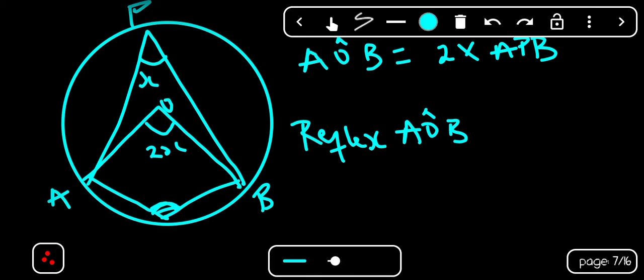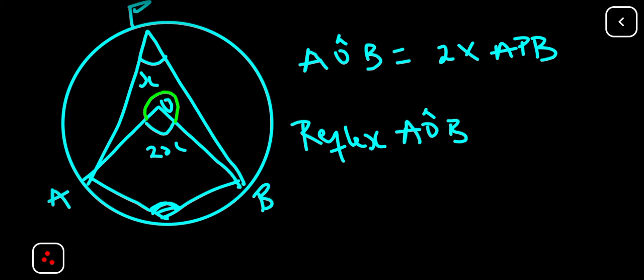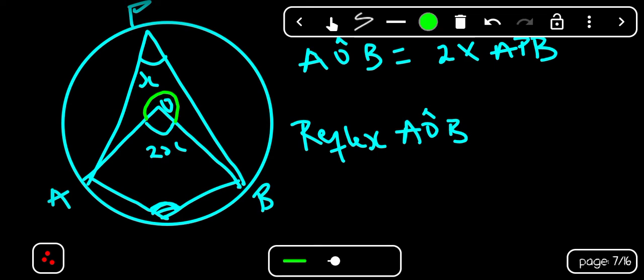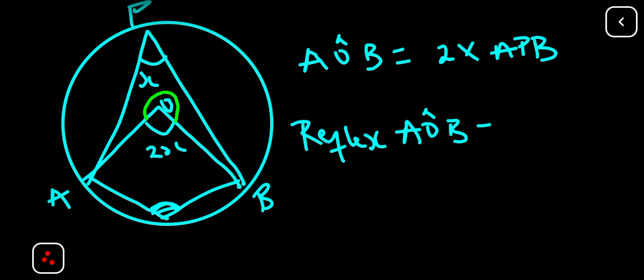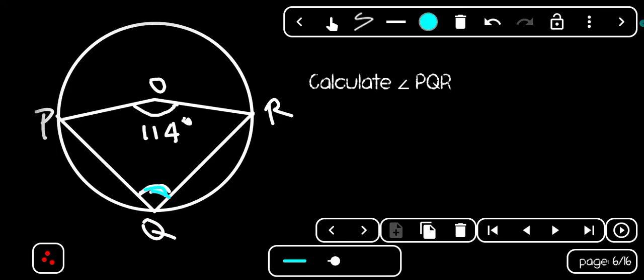So let me use another color. So let's say this point here. Yeah, that's reflex AOB. So the reflex AOB is actually 2 times, let's call this Q, AQB. So it all follows the principle that the angle at the center is twice the angle at the circumference. But this time, since the circumference is at this point here, then it has to relate to the reflex angle of AOB. So that is the principle we'll be using to solve the question here.